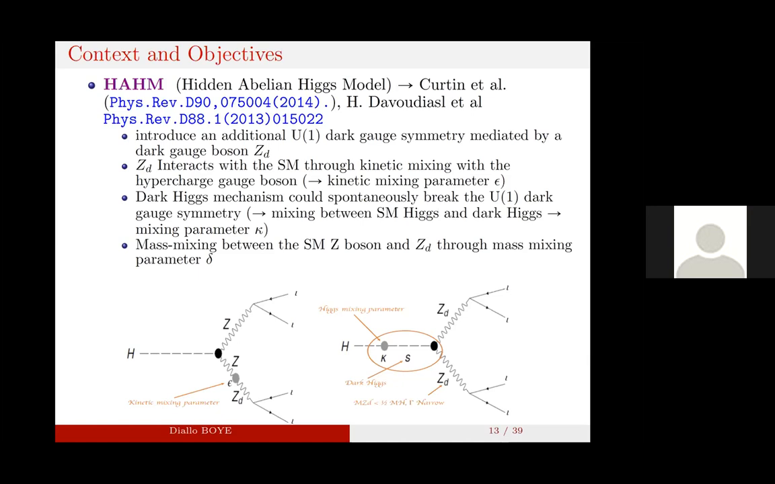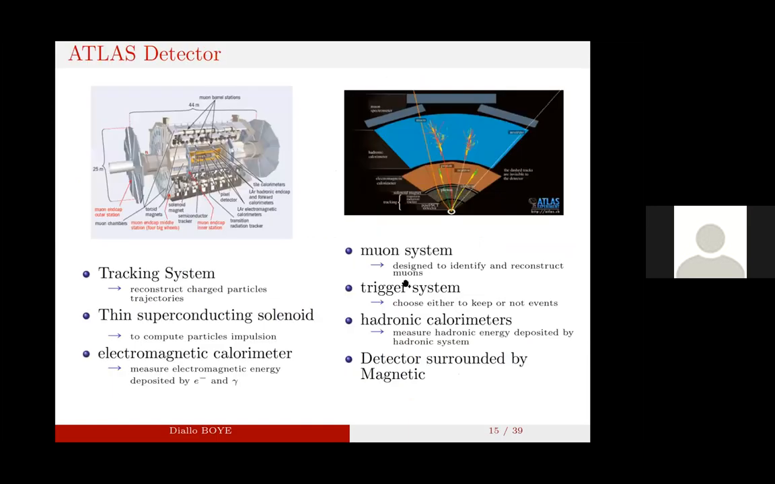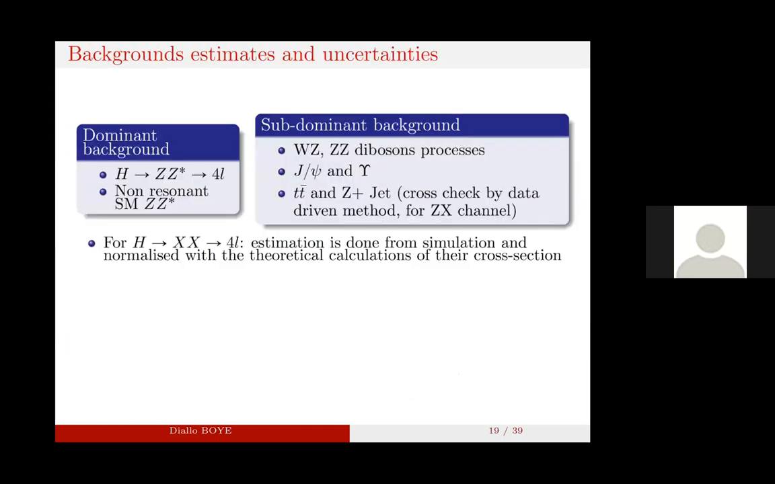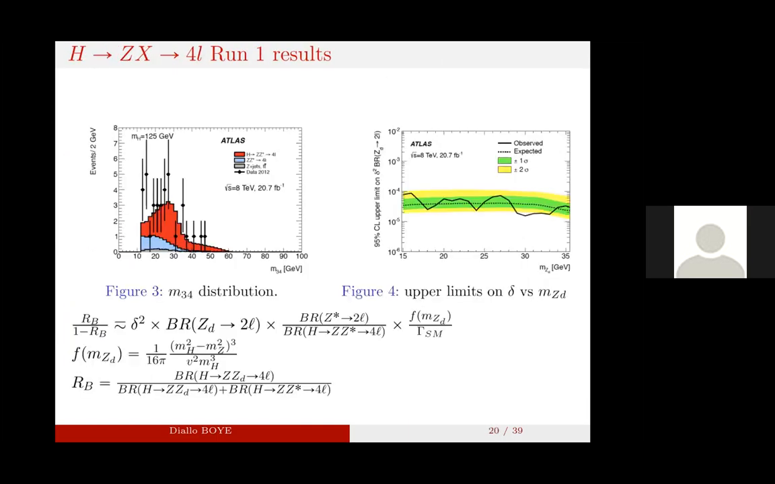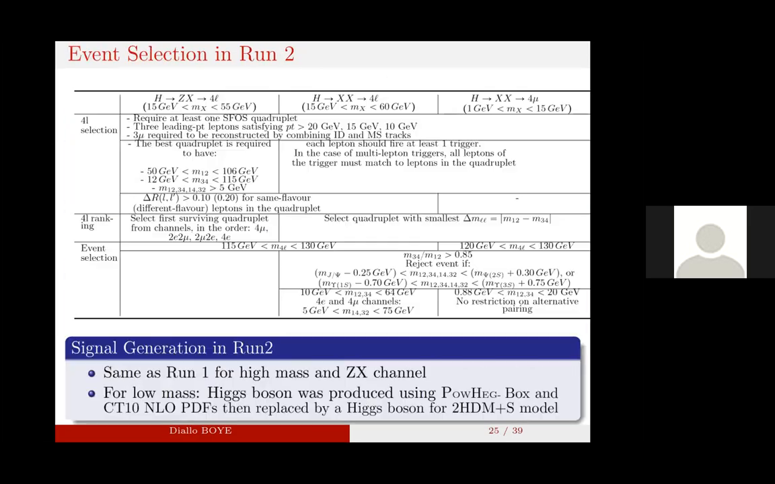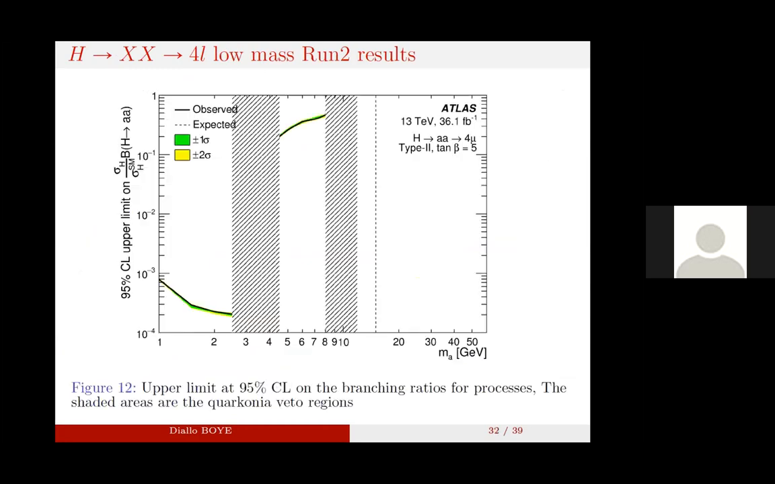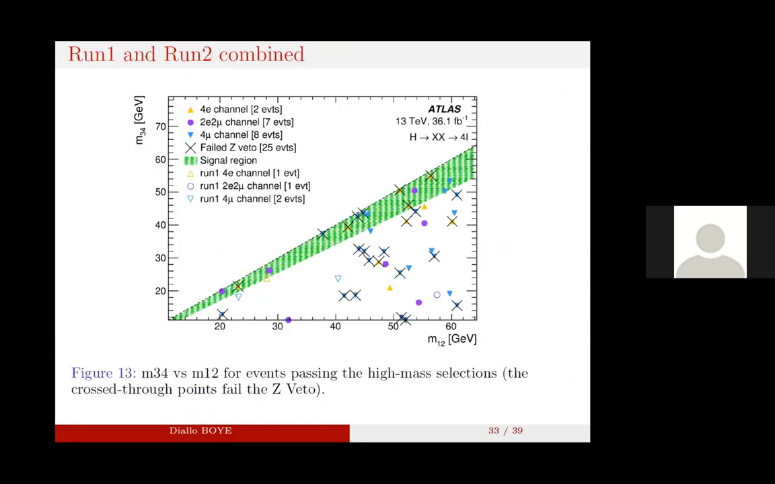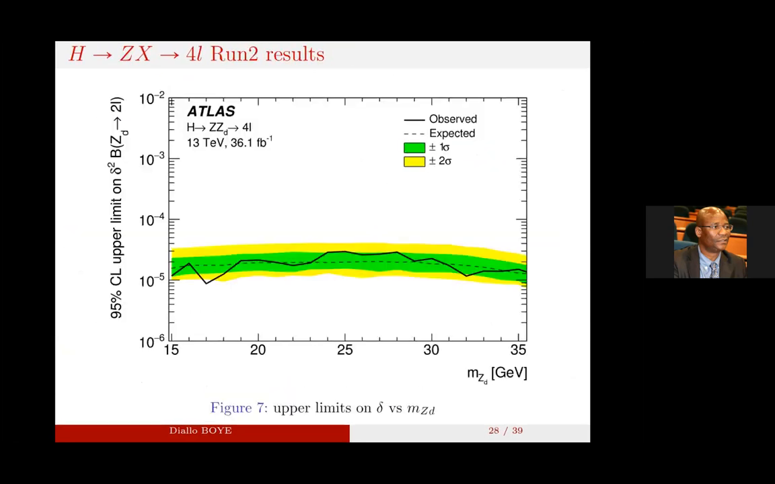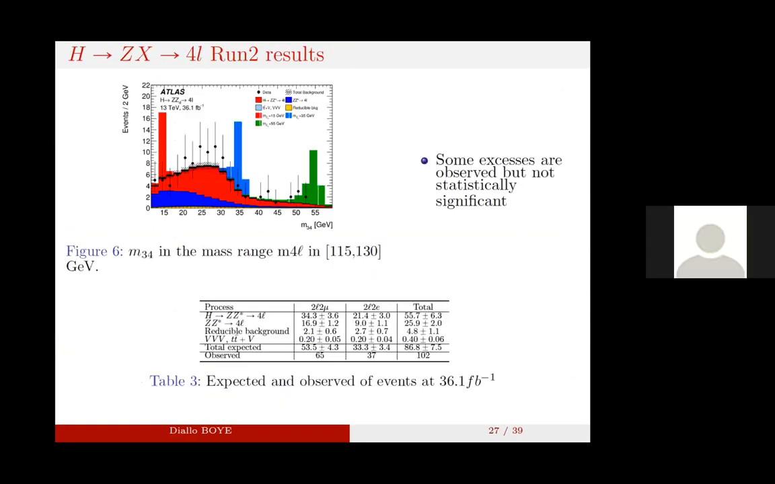So if you could come back, please, to your observable. Which slide? Could you show the M1 and M2... Exactly. When you are searching for a new particle, you have to define your observable, the invariant mass. M34, the invariant mass. Okay, so this is exactly it.